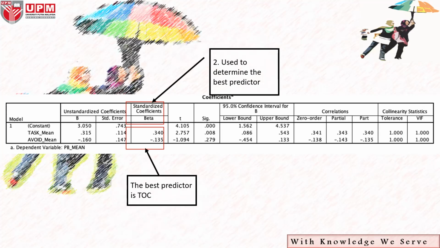Based on this value, we can also determine the best predictor. Regardless of the symbol, either negative or positive, we can conclude that the best predictor is task-oriented coping, because the variance accumulated by this variable is higher compared to avoidance-oriented coping.